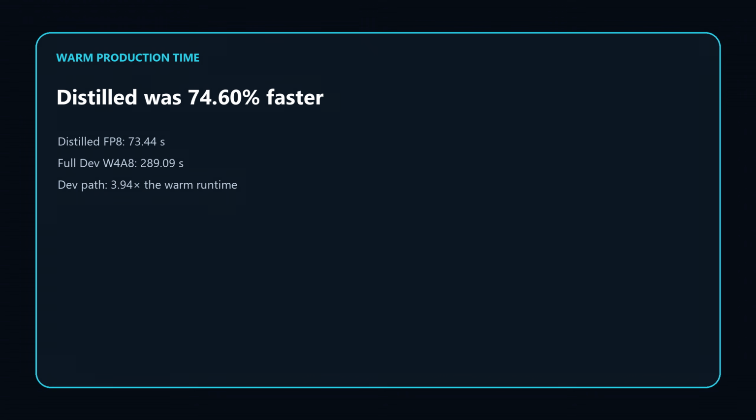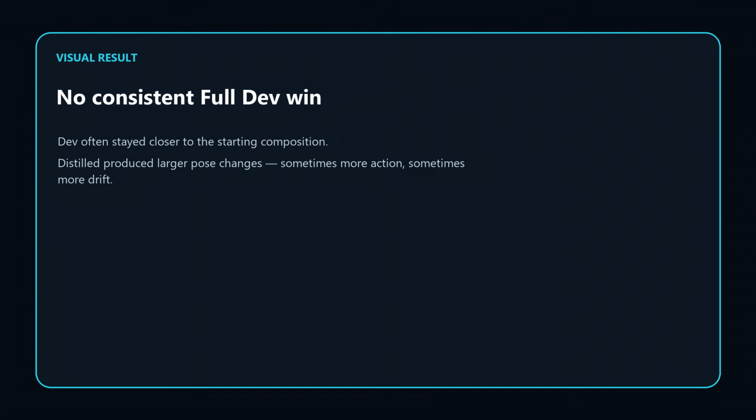Visually, the full dev path was not a consistent winner. It often held the starting composition and pose more steadily. The distilled path produced larger arm and pose changes in several clips, which sometimes looked like more action but also increased drift. In the machinery scene, neither path completed the requested antenna manipulation cleanly. Dev remained closer to the initial seated layout, while distilled moved the arms more aggressively.